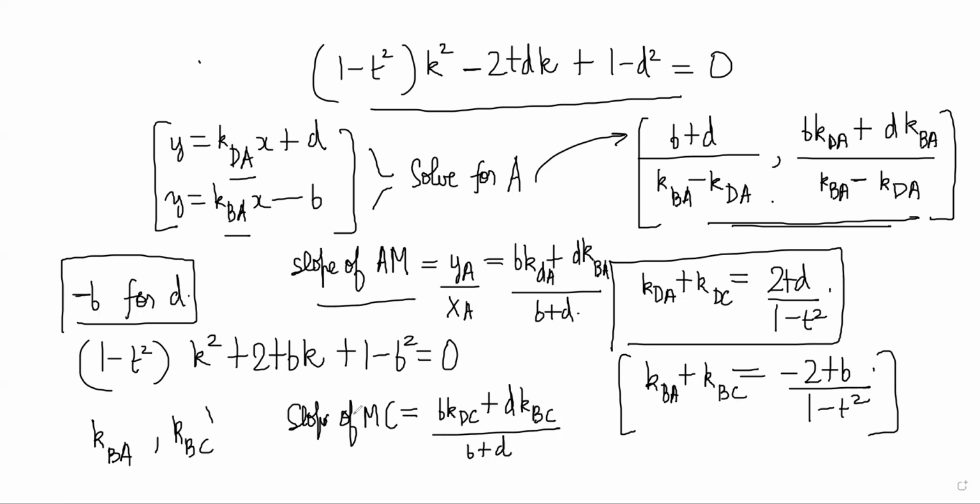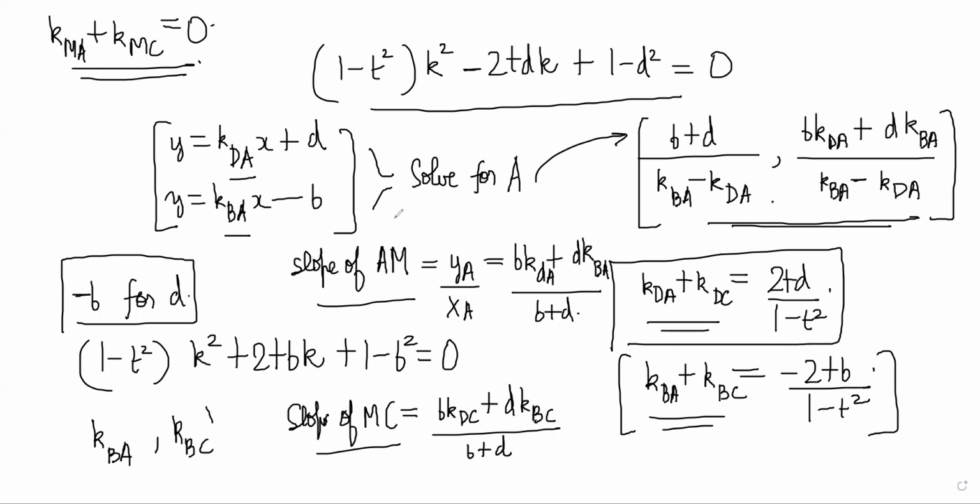Once we have these two slopes, you can now prove that the slope of MA plus the slope of MC is equal to 0. You can prove that because we know the values of k_DA + k_DC and k_BA + k_BC, right? Since these two slopes add up to 0, that means MA and MC are symmetrical with respect to BD. So we can show that the angle between MA and MC is bisected by this BD side.